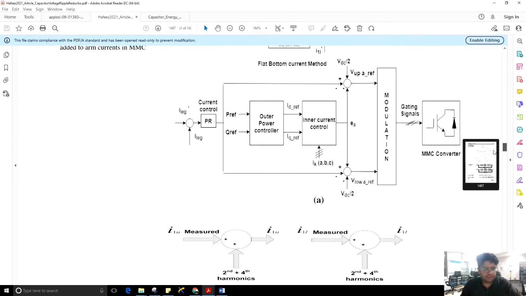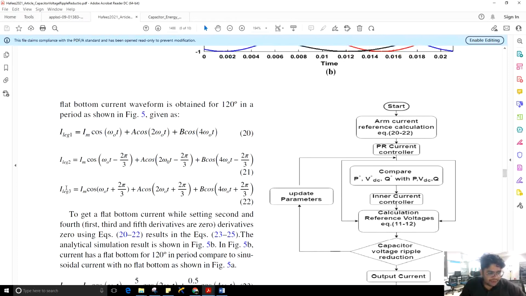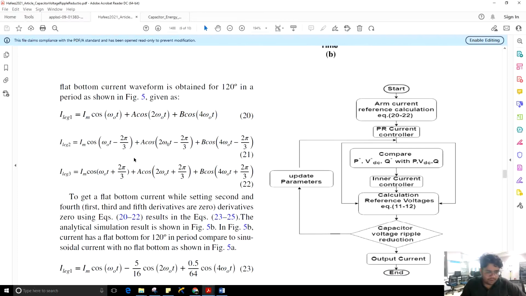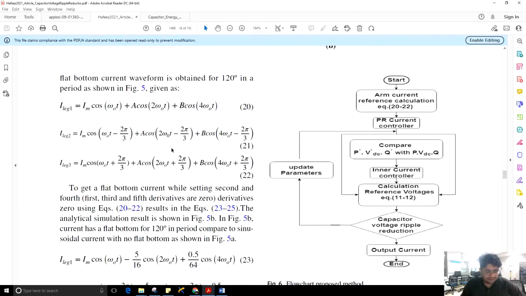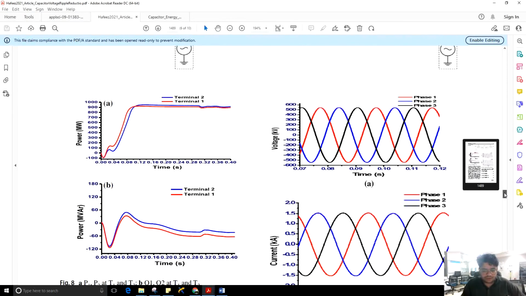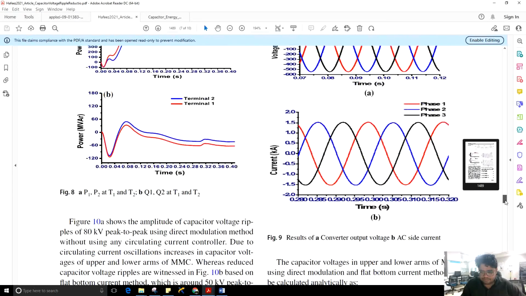These are reference signals, as you see. Now you see, he has added second and fourth harmonic, even order harmonics, in the leg currents, leg 1, leg 2, leg 3. There are 3 legs in the MMC as we know. So he has added second and fourth harmonic in the leg, and this method he names the flat bottom current method. So these results are the same. The active power reference signal is taken as 1000 megawatt, reactive power is 40 MVAR, which is the same.